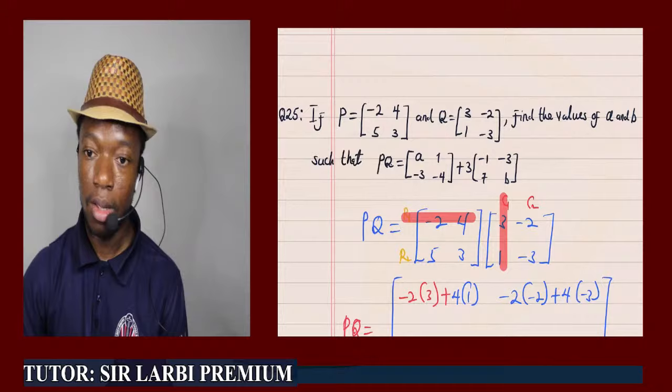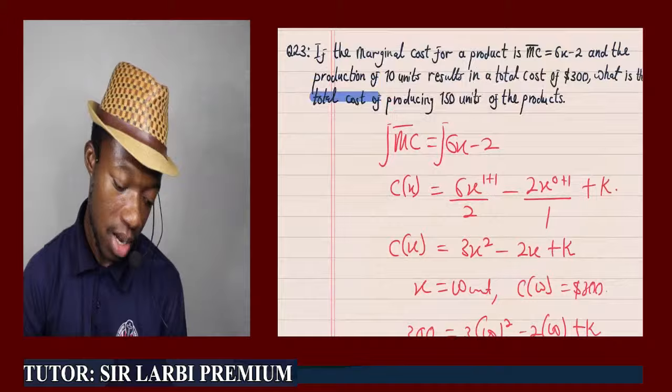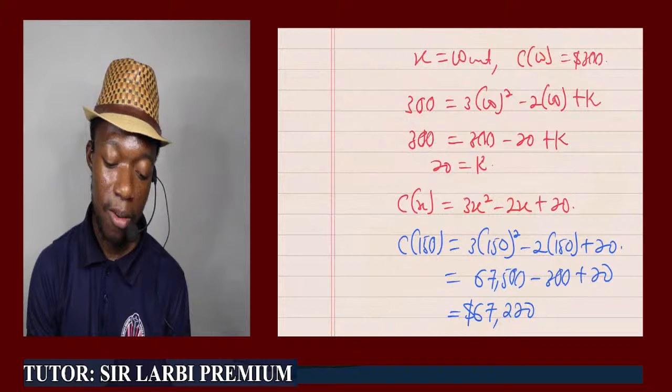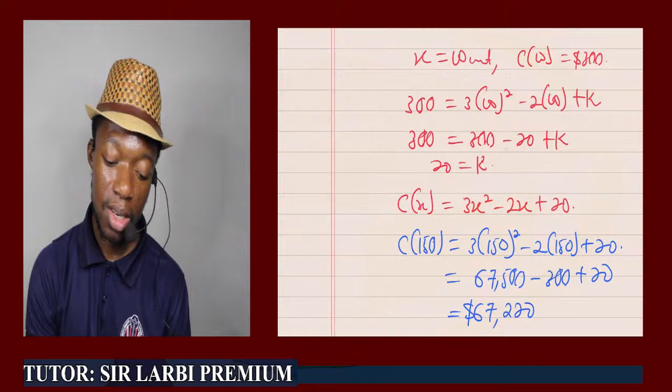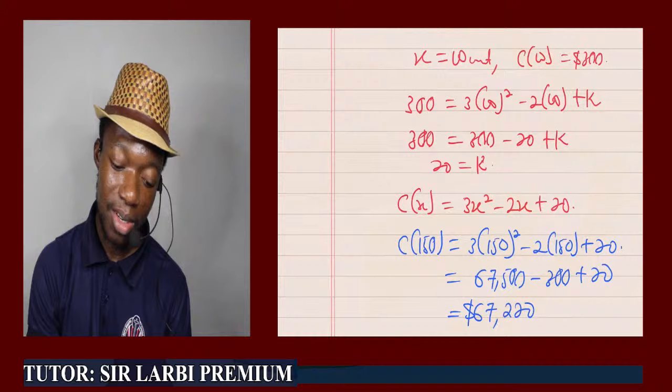So what was being asked in question 23? How do we group the like terms with respect to k? Here we have 300. So when the 300 joins the 3, it becomes 0. Okay, so negative 20 plus k. So the 20 would also join the 300. Because this is what I'm trying to say: when it joins the 300, it becomes 0.